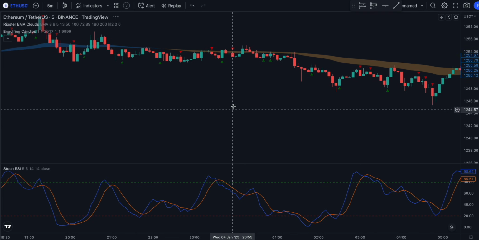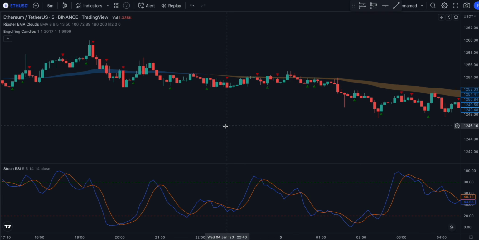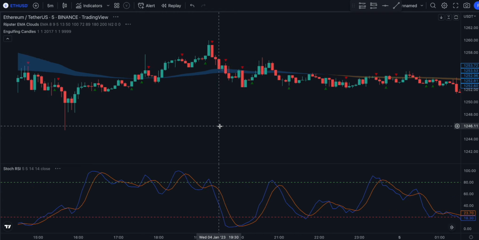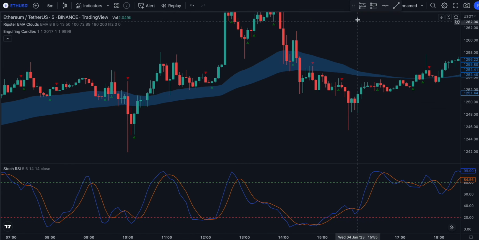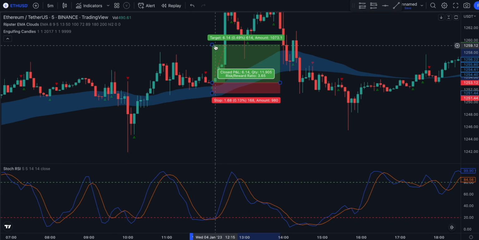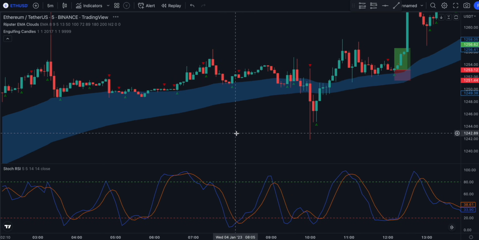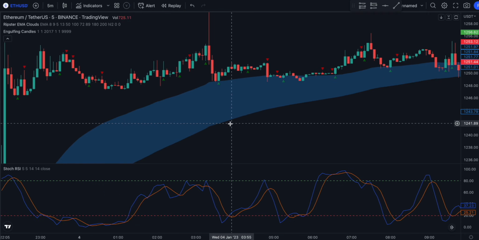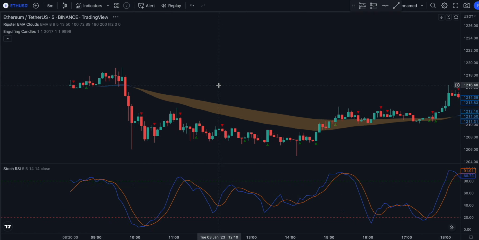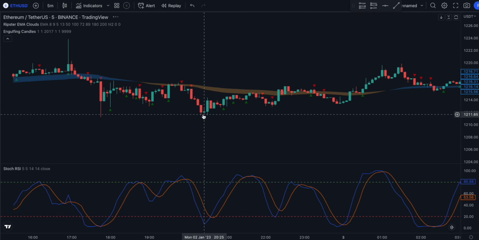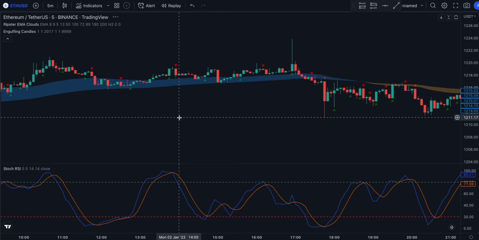Watch how this strategy eliminates the ranging market from our trading. Also pay attention to the thickness of the EMA cloud at the time the pullback occurs. The thicker the cloud, the better. A thick cloud indicates a strength in a trend. When the trend is weakening, the cloud becomes thinner.